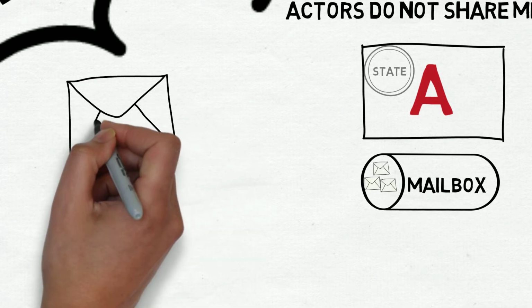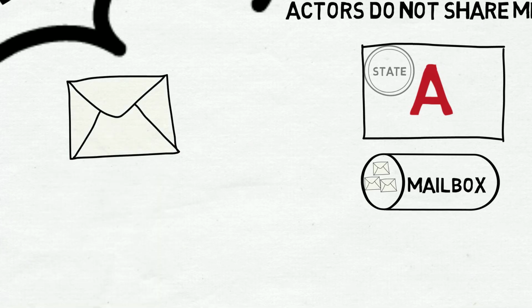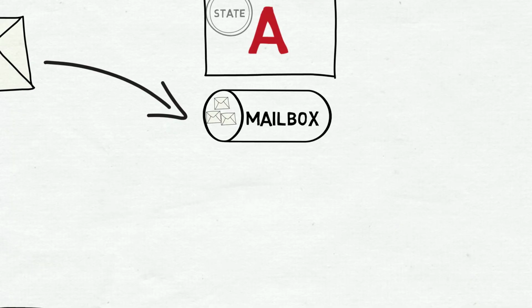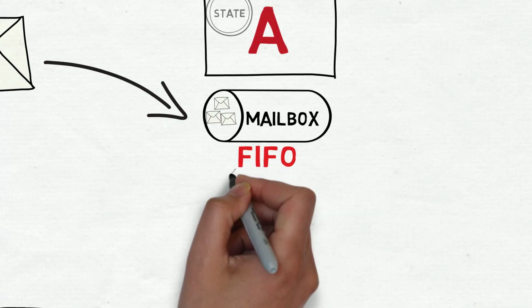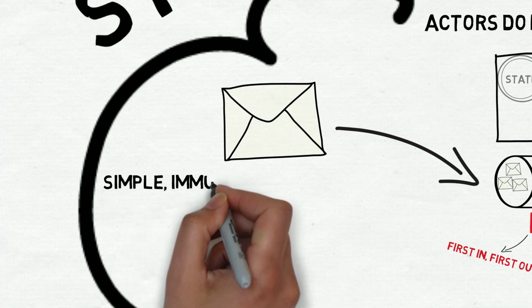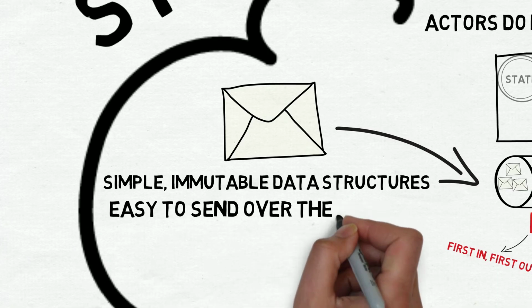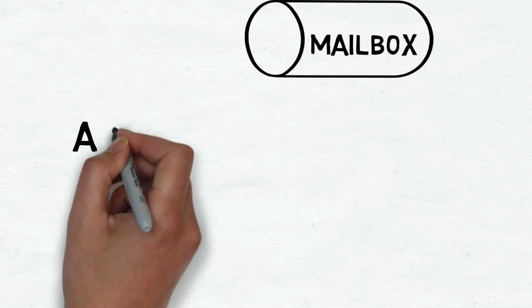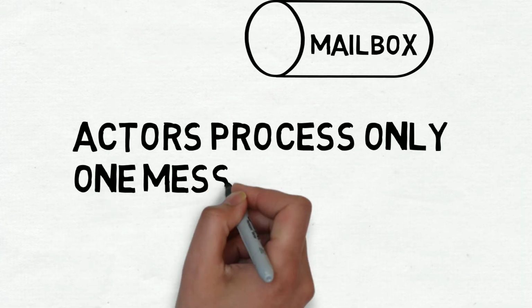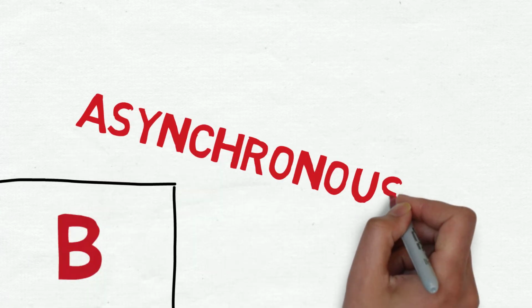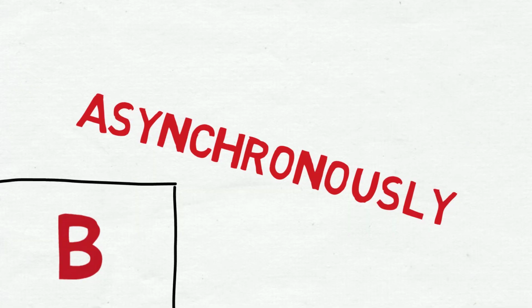Actors, after being created, are waiting for messages to arrive. Actors can communicate with each other only through messages. Messages are sent to actors' mailboxes and processed in FIFO order. Messages are simple, immutable data structures that can be easily sent over the network. Conceptually, an actor can handle only one message at a time. Actors are decoupled, they work asynchronously, and they don't need to wait for a response from another actor.